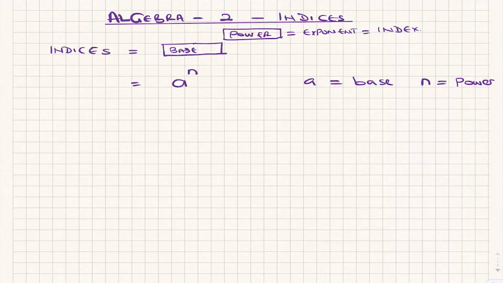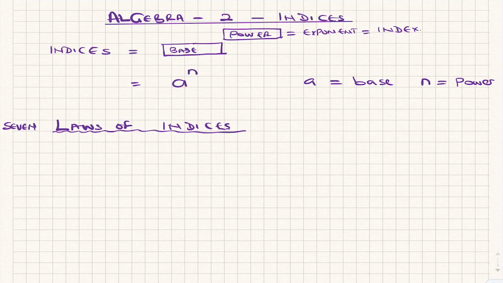So the next thing to do is to learn the laws of indices. Right, there are 7 laws of indices. So let's just put 7 laws of indices.